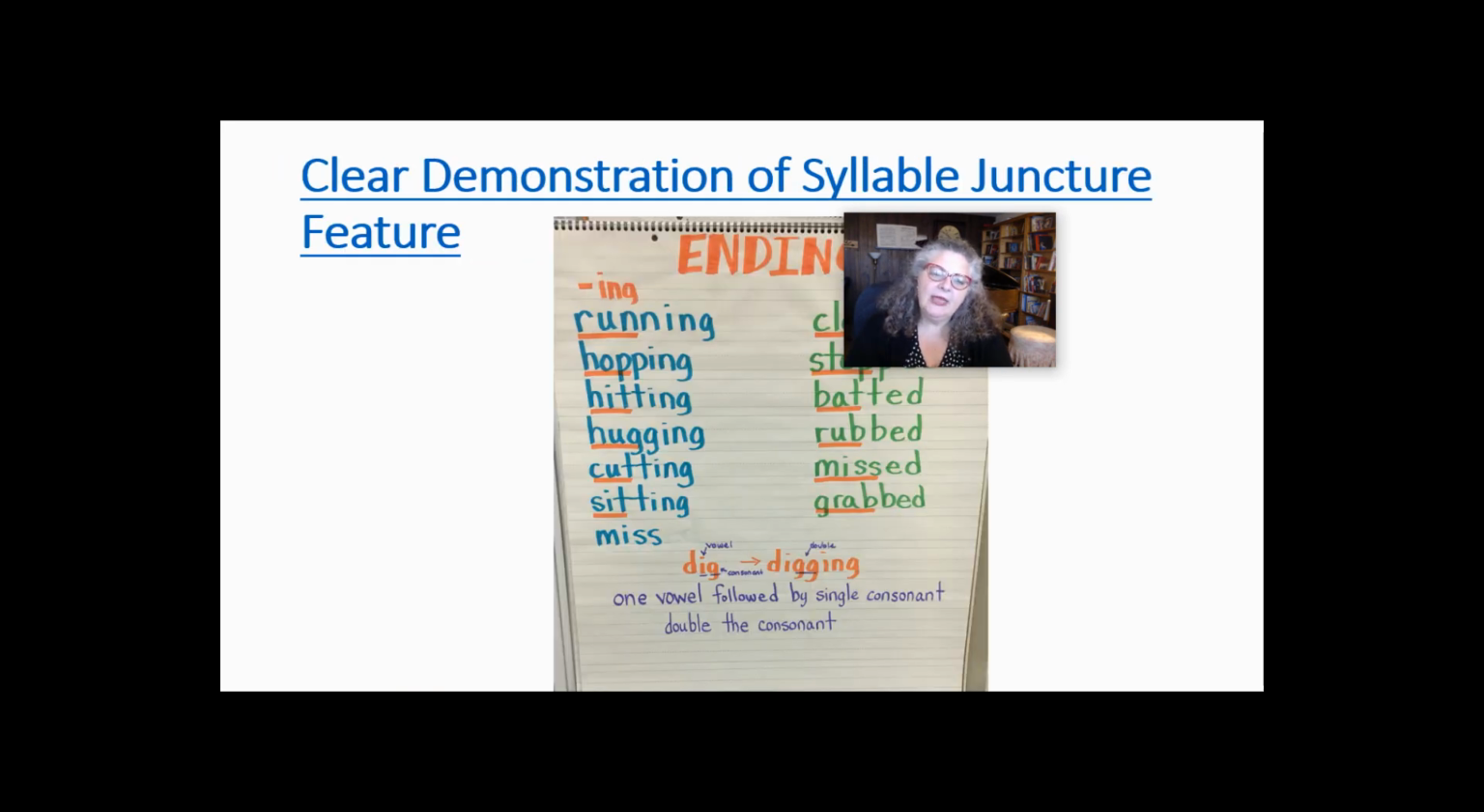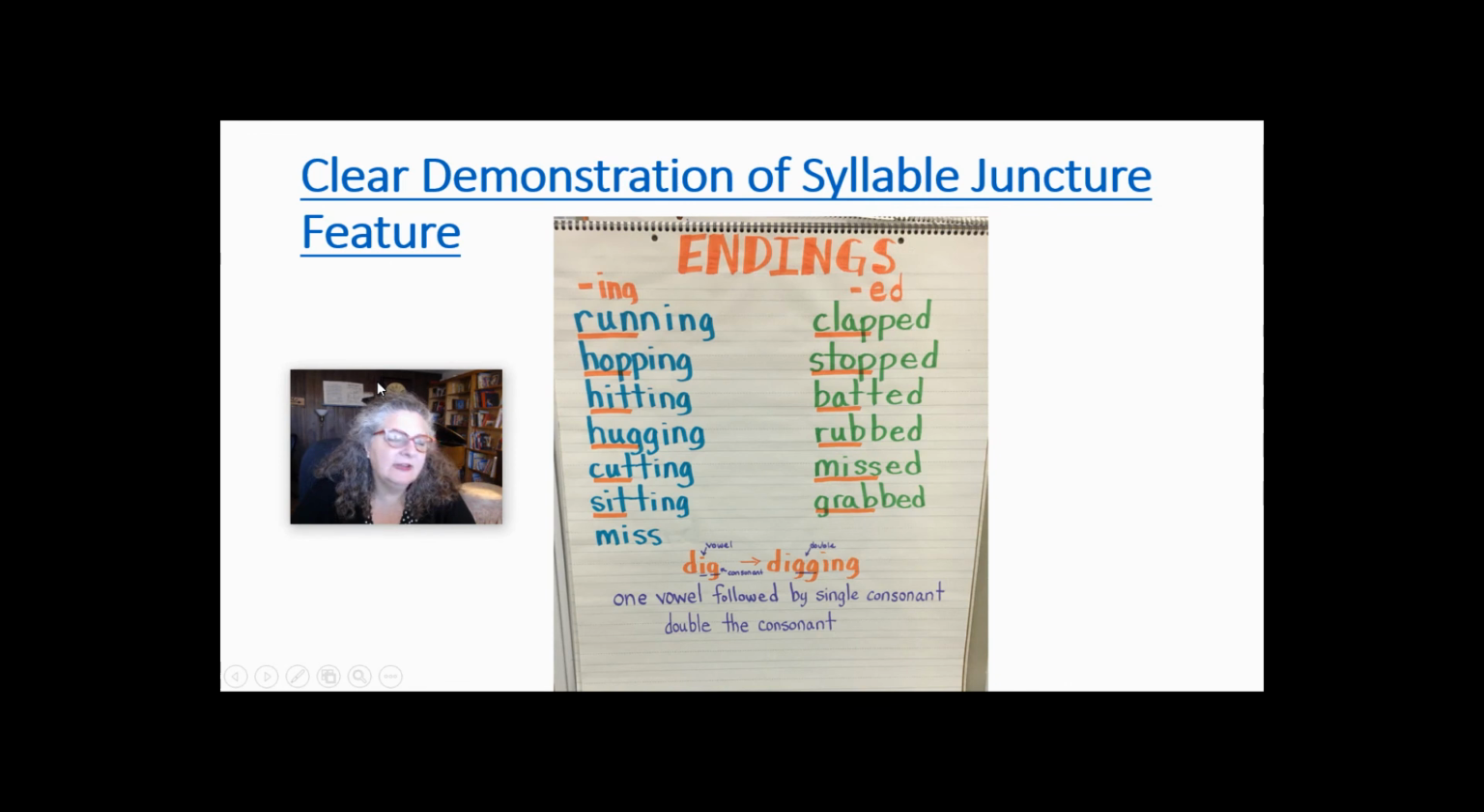When you're creating a clear demonstration for syllable juncture features, you are probably having a conversation like that teacher did. And the conversation will then yield, if you're writing down things to help kids remember that feature, this kind of anchor chart that kids can then refer to as they're writing.